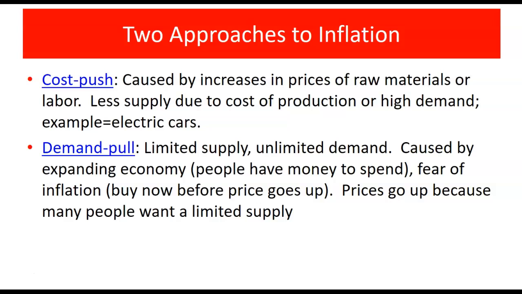So there are two approaches to how people think inflation happens or how it does happen. There's cost push, which means that, hey, the price of materials and labor are going up, so more people are making homes, so the price of lumber is going up, and it's harder to get carpenters, so we're going to have to pay more. That's cost push. Demand pull means lots of people want stuff, and so that's making the price go up.